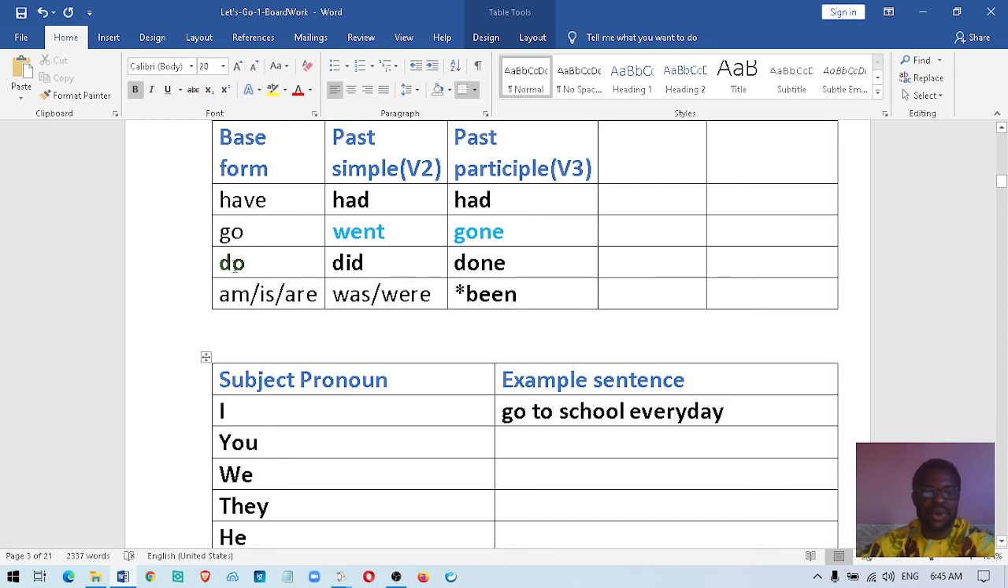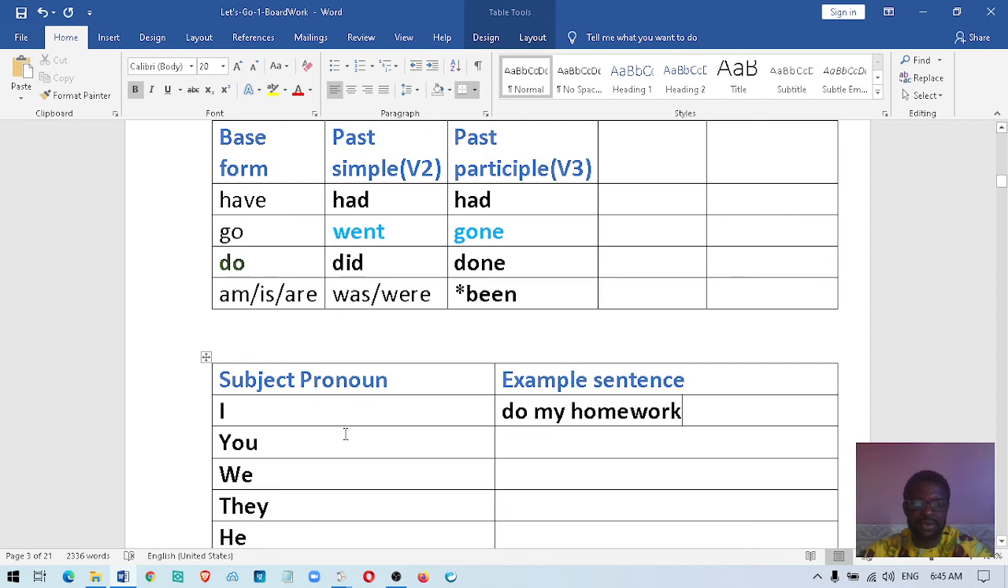I can also use this one, do. I'll say, I do my homework. I do my homework every day after dinner. What am I doing? Do my homework every day after dinner. So same goes to all this.